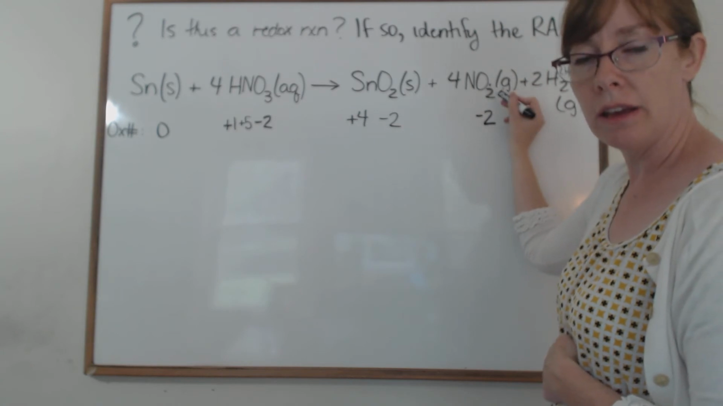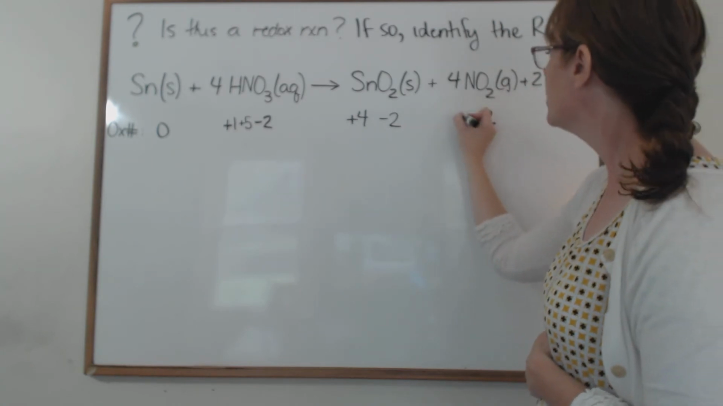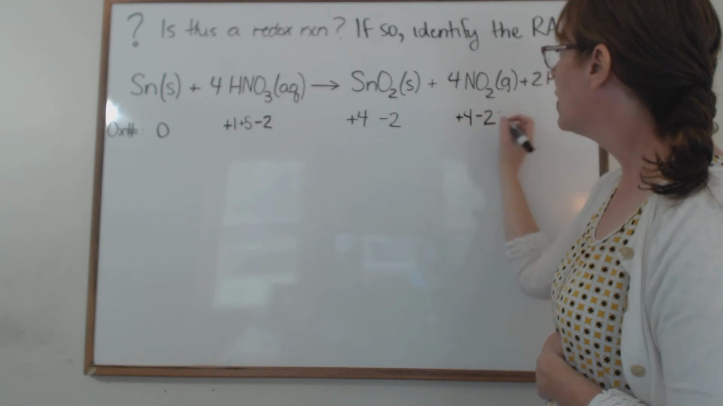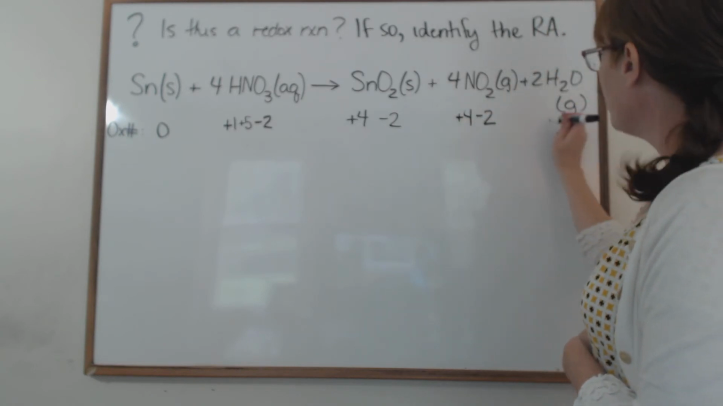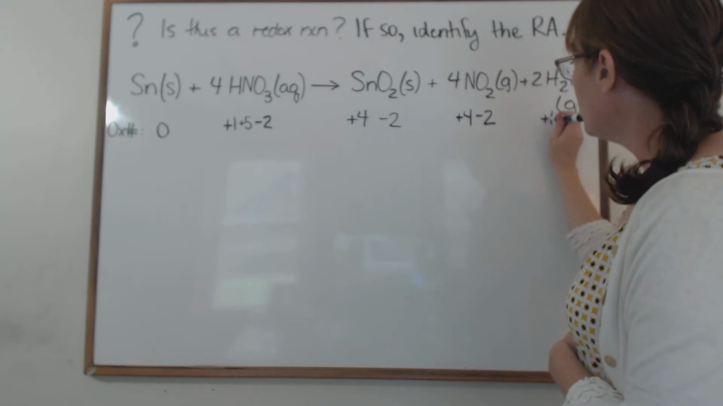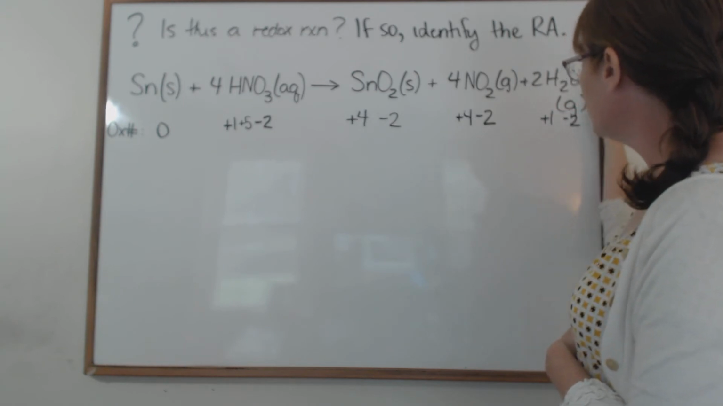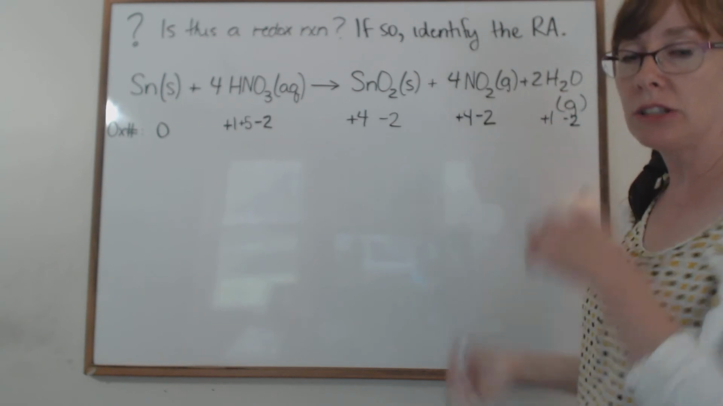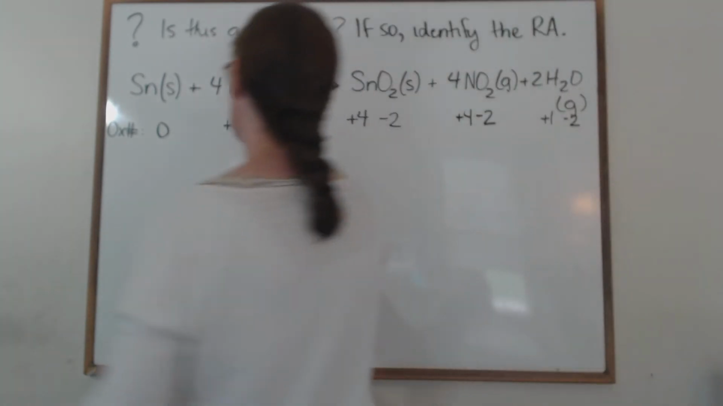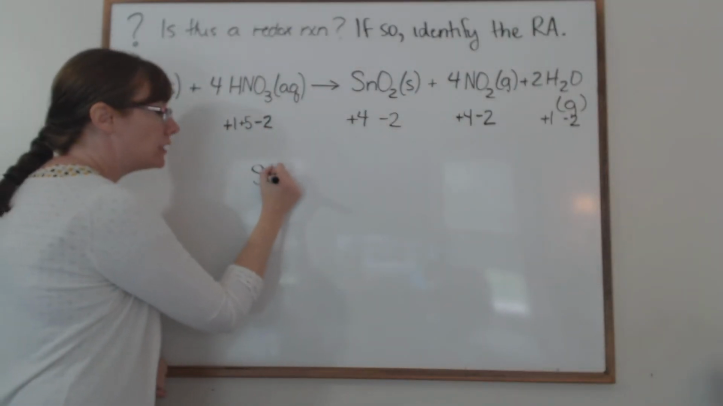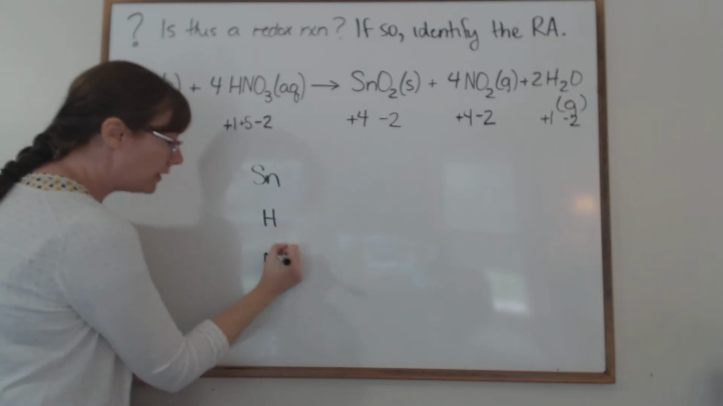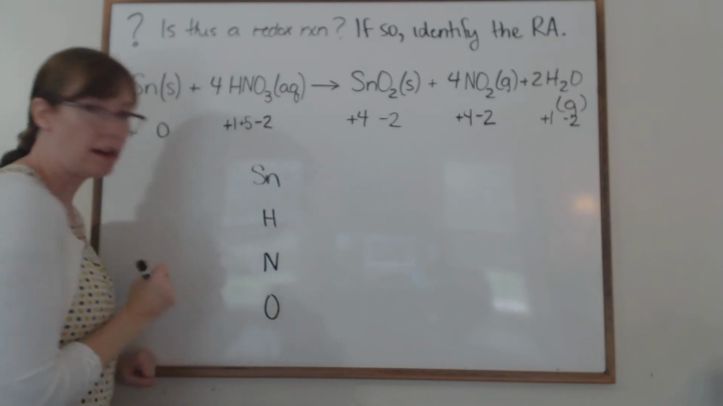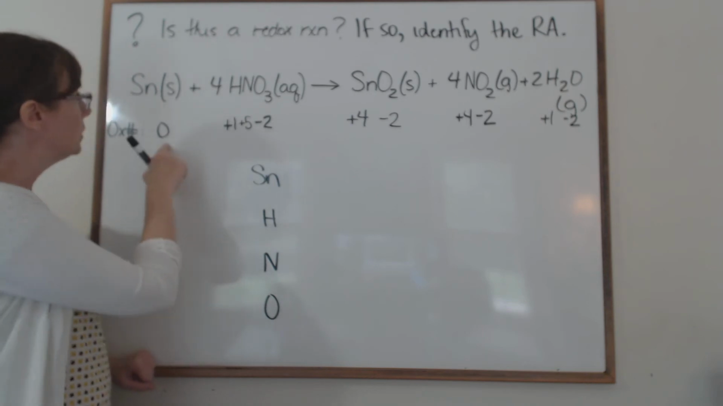Oxygen is the priority, and this nitrogen would have to give you a +4 to get them to add up to 0. H2O, by the way, we've already done, and it will never be different: hydrogen is +1 and oxygen is -2. So now the question is, what happened to all the atoms? And I just make a list. We have tin atoms, we have hydrogen atoms, we have nitrogen atoms, we have oxygen atoms. So let's tell everybody's story.